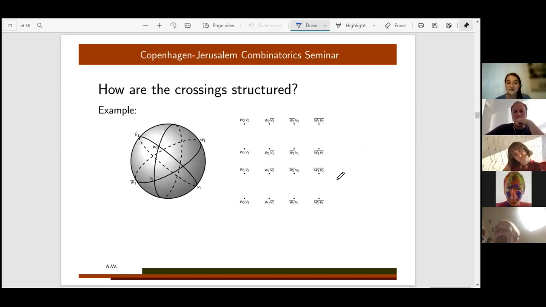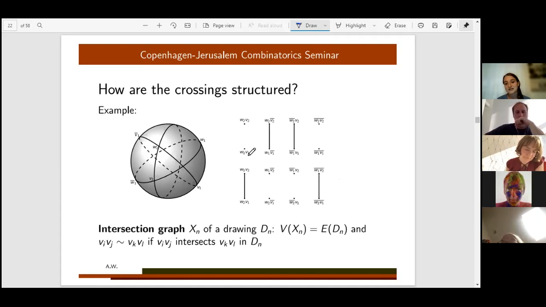And the next thing we asked is, so all these drawings have the same number of crossings, but can we describe them more, or can we say how the crossings are structured in general? And to think about the structure of crossings, what we looked at is the intersection graph. So in the intersection graph, for each edge, here, for example, W2, B2, we have a vertex. And vertices are connected, here, for example, W1, B2 and W2, B1, if when we look at the edges, they cross in the drawing.